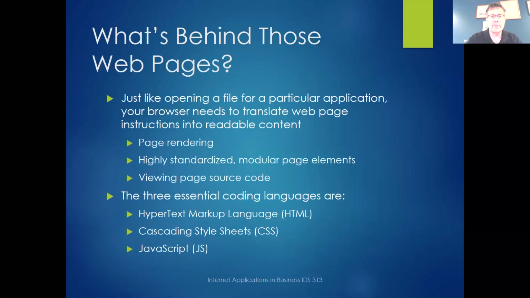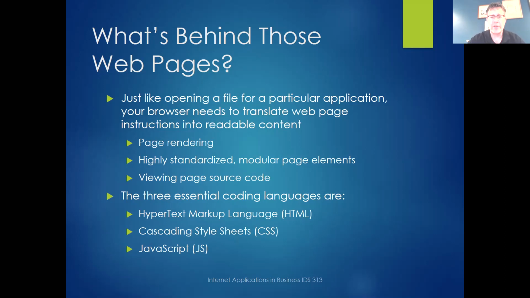So here we are. First question, what's behind those web pages? Well, as you might have guessed, web pages are written in code, and that code is HTML and CSS. Just like opening a file for some particular application, your browser needs to be able to translate that web page code into content. There's a process for that, which is called page rendering. We'll talk about that in a moment, but the short version is it's a very standardized process based on modular page elements. So there'll be tags for things like images, there'll be text, there'll be other tags for web objects like interfaces with other applications. All right, and we'll get into all of that today.